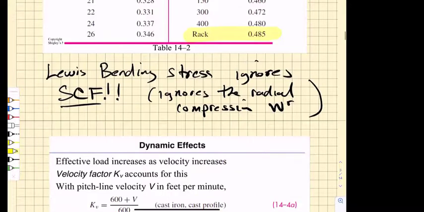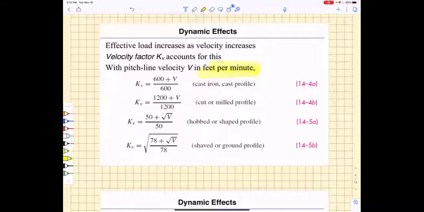Now, it's important to note that the Lewis bending stress ignores the stress concentration factor, and it ignores the compression brought about by the radial load. So you do not really expect good agreement between the Lewis bending stress and a finite element calculation. Because gearboxes are running at significantly high RPM, there are always going to be dynamic effects which amplify the magnitude of the loads that are being applied to the teeth on the gears. And so we need to know pitch line velocities to make corrections that can increase the magnitude of the load and thereby increase the magnitude of the stress associated with a running gearbox.